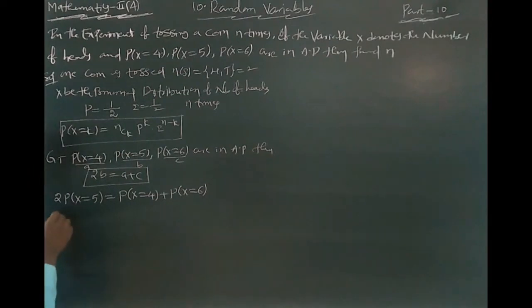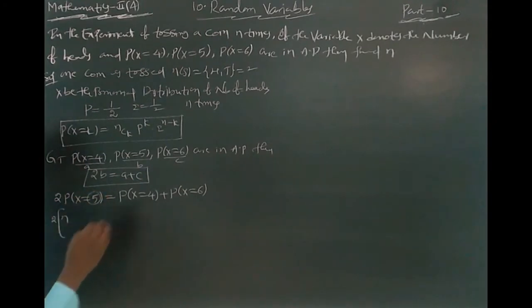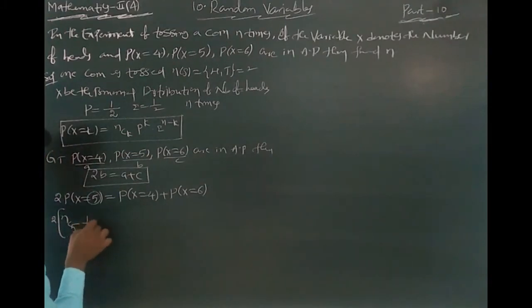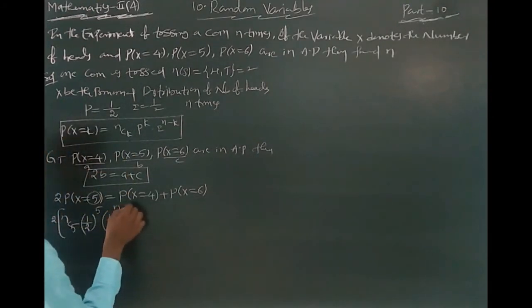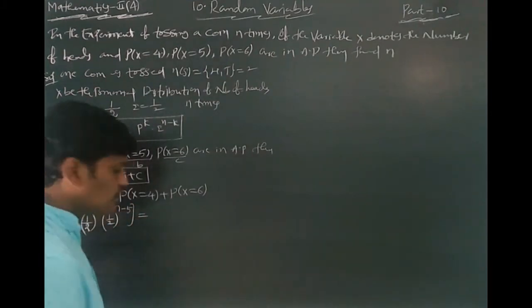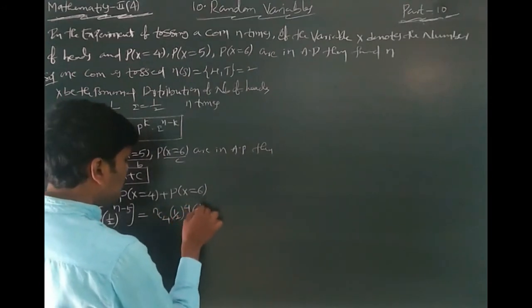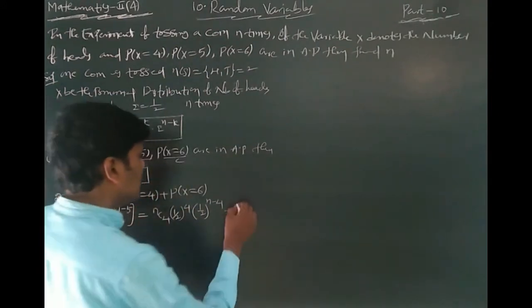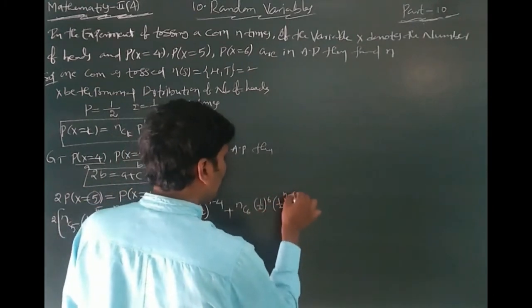What is that, students? 2 into nCk, where k value is 5, so nC5, p power k. What is the p value here? 1 by 2, whole power k, where k is 5, into q. What is the q value here? Once again 1 by 2, whole power n minus k, nothing but n minus 5, is equal to P of x equal to 4, nothing but nC4, 1 by 2 whole power 4, 1 by 2 whole power n minus 4, plus P of x equal to 6, nothing but nC6, 1 by 2 whole power 6, 1 by 2 whole power n minus 6.